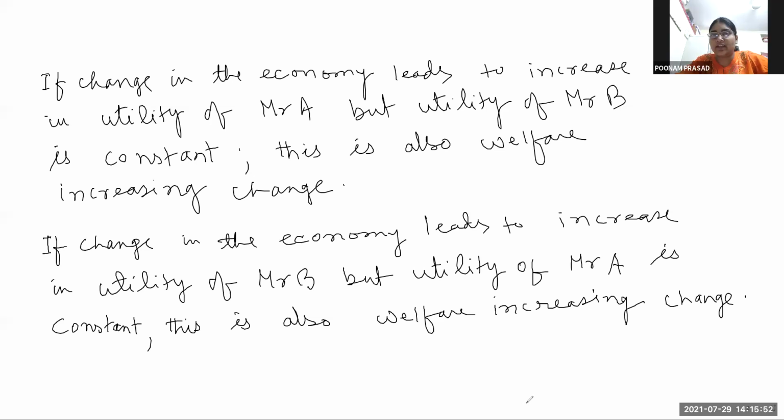If change in economy leads to an increase in utility of Mr. A, but utility of Mr. B is constant, this is also a welfare increasing change. If change in economy leads to an increase in utility of Mr. B, but utility of Mr. A is constant, this is also a welfare increasing change.